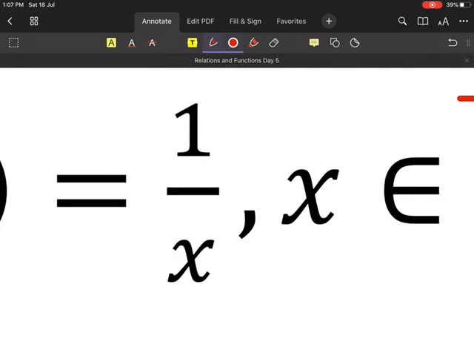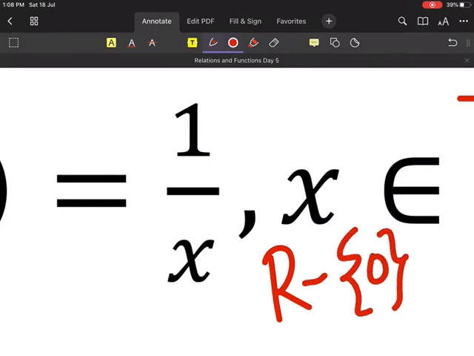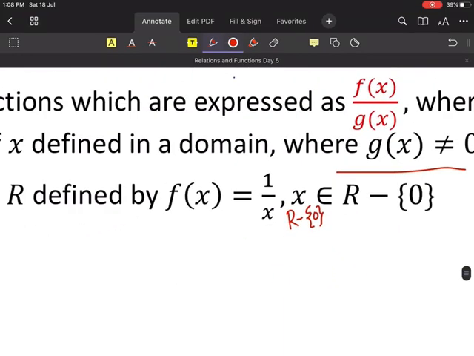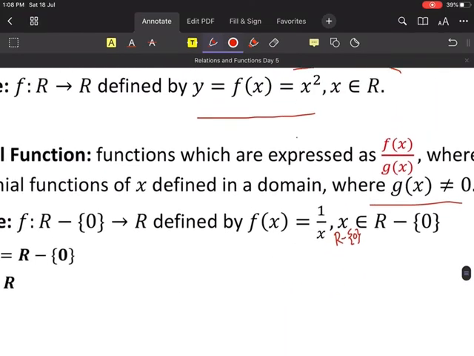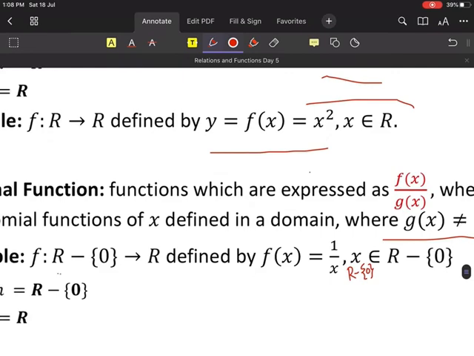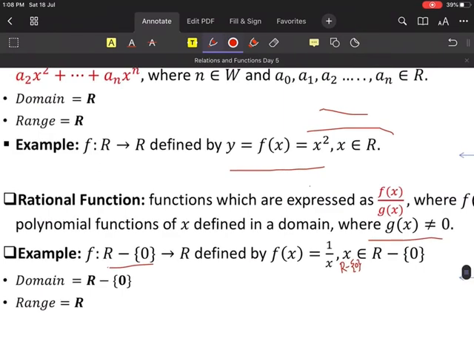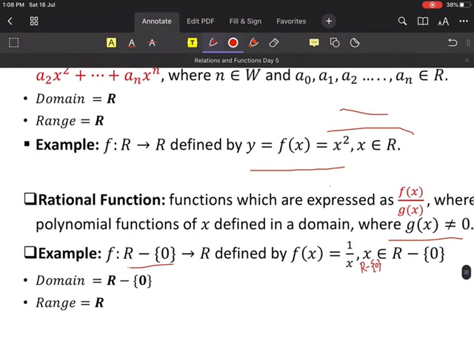You have done so many assignments. Now tell me what is the domain of 1 by x? First of all, R minus 0. Very good. First of all, think: when does this function become undefined? It becomes undefined when x is 0, right? So I need to remove 0. All possible values except 0. Have you understood? So that's why the domain is written here as R minus 0. Am I clear? Understood?